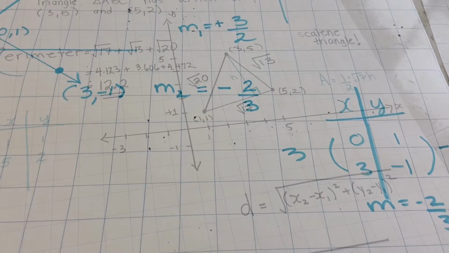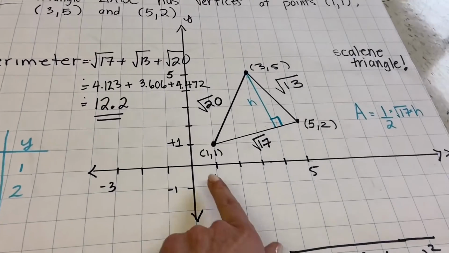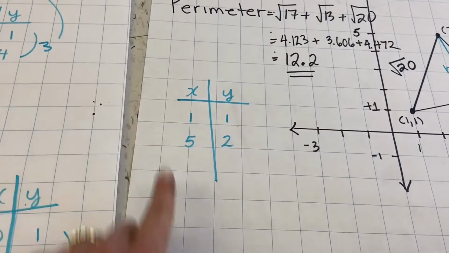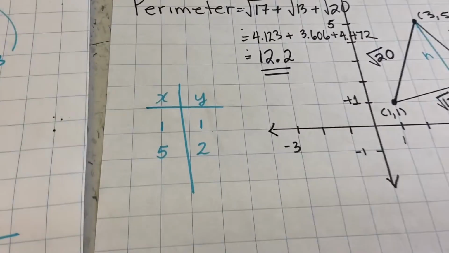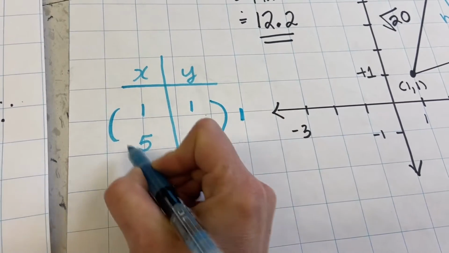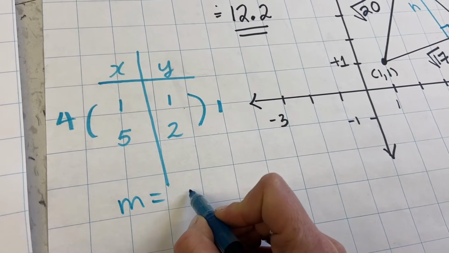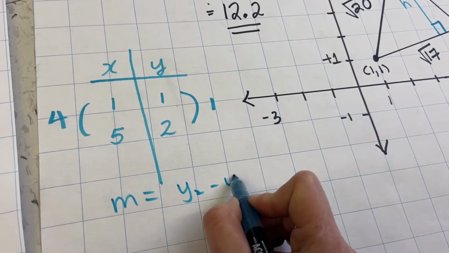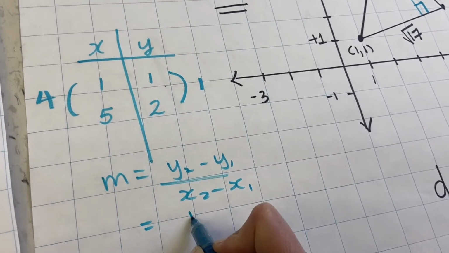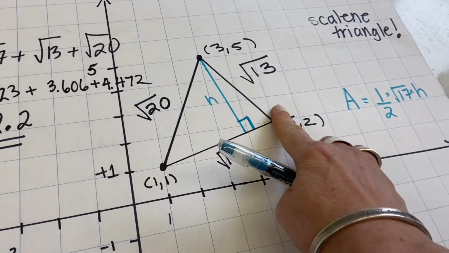in yesterday's video. We're back at our triangle from yesterday, and I've decided that I'm going to make the base of the triangle this line segment that goes from 1, 1 to 5, 2. And I want to find the slope of that line. So to find the slope of that line, 2 minus 1 is 1, 5 minus 1 is 4. My slope is going to be y2 minus y1 over x2 minus x1, which is going to be equal to 1 over 4. So the slope of this line is 1 over 4.